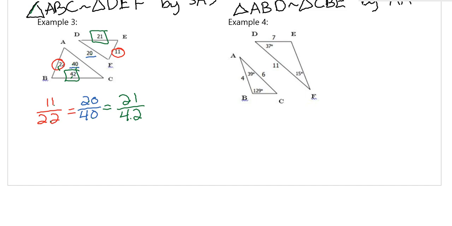Okay. Reducing my fractions, 11 over 22 is 1/2. 20 over 40 is 1/2. 21 over 42 is 1/2. So, triangle.